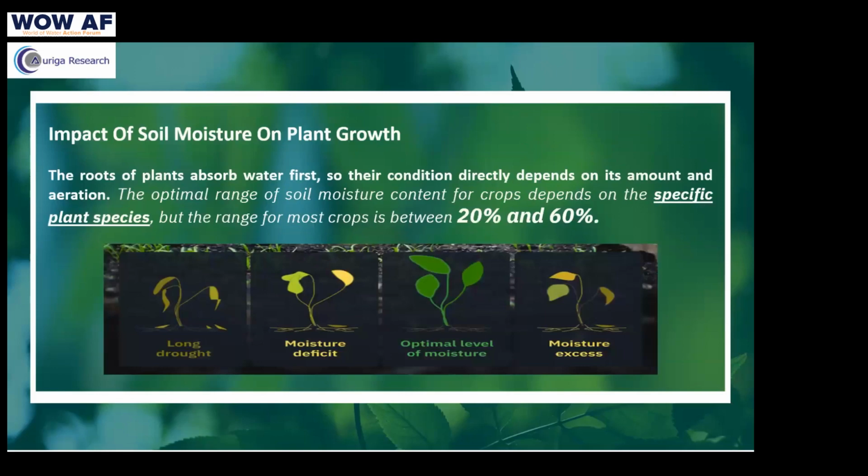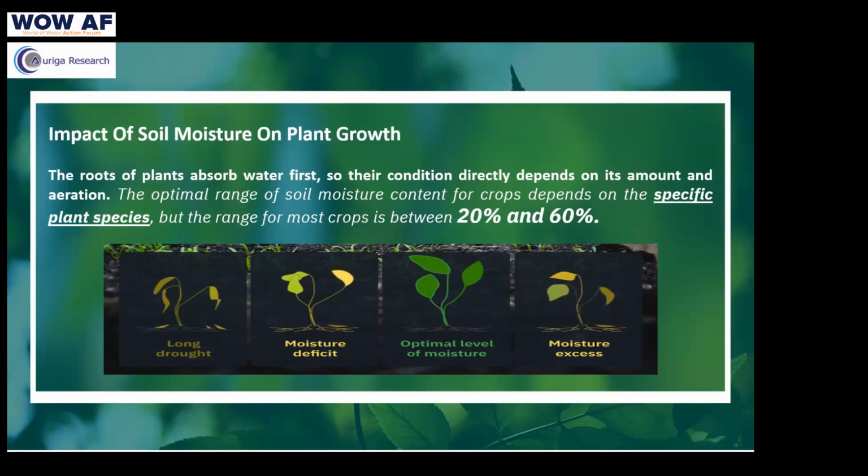Now, consider the impact of soil moisture on plant growth and finally productivity. The roots of the plants absorb water first, so their condition directly depends on its amount and aeration in the soil. The optimal range of soil moisture for various crops is anywhere between 20% and 60% on an extended range. Whenever there is a long drought, you will see a wilt. When there is a moisture deficit, the various phenological stages of plant growth are curtailed.